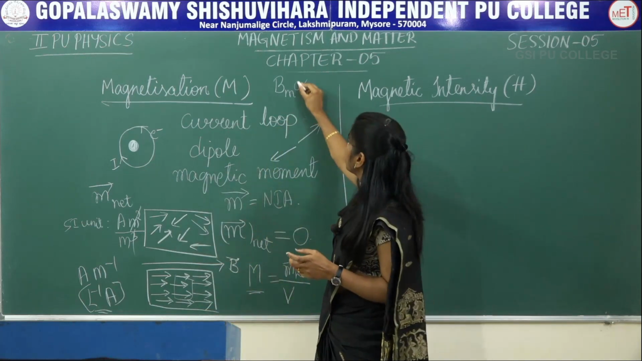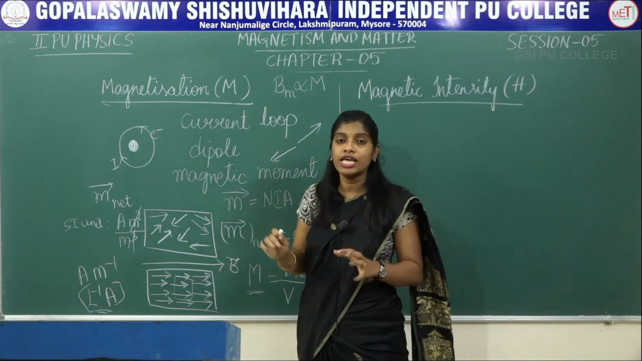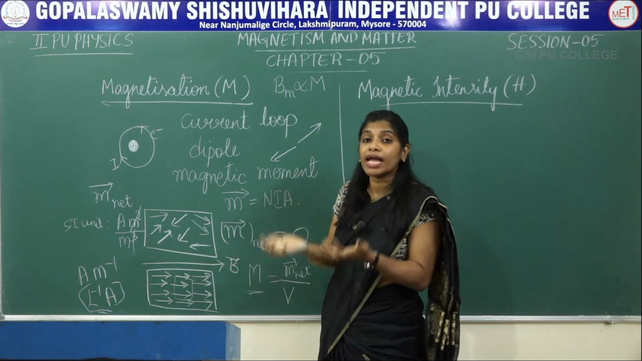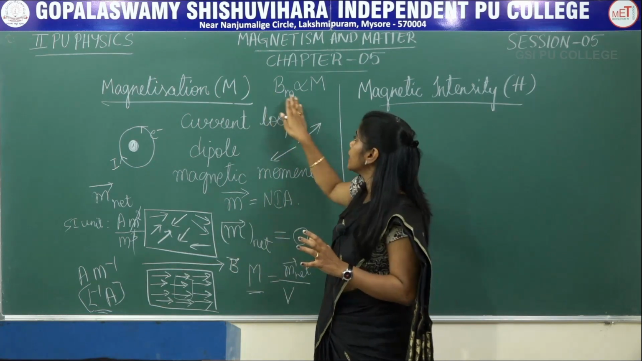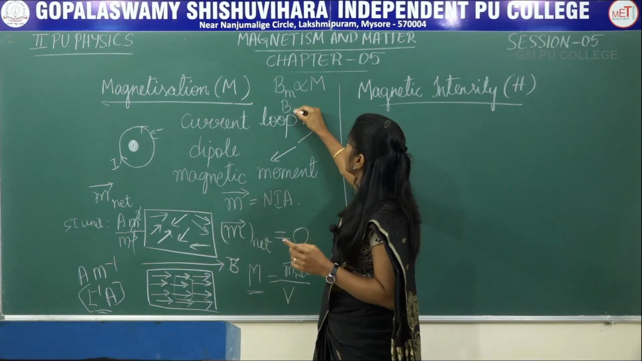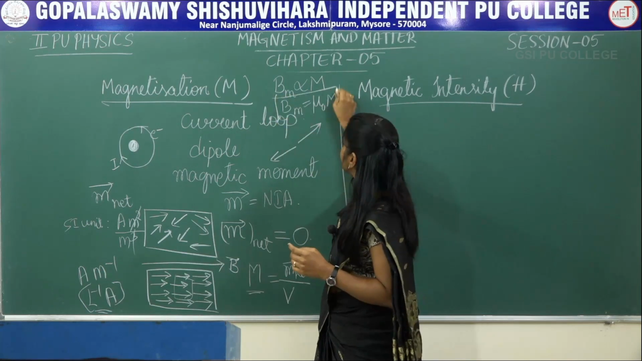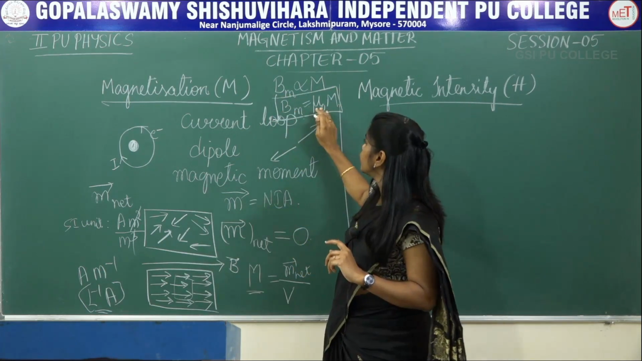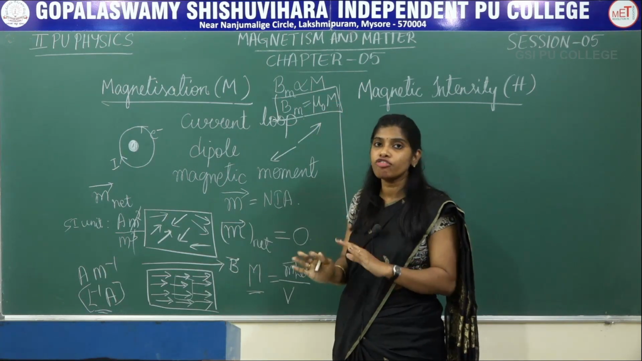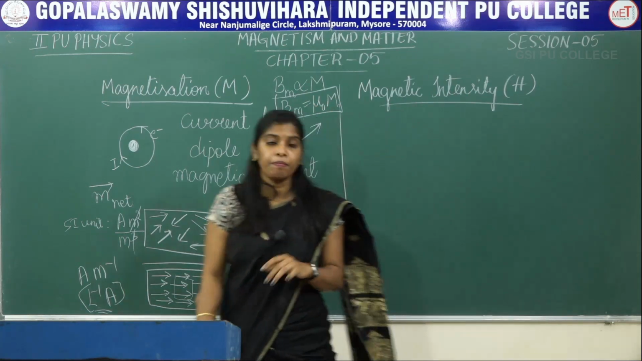Now this will be proportional to M, capital M, that is magnetization. That means if the magnetization increases, the magnetic field inside this material also increases. So I can write Bm is equal to mu naught M. So remember this, Bm is equal to mu naught M, where mu naught is the absolute permeability of free space.